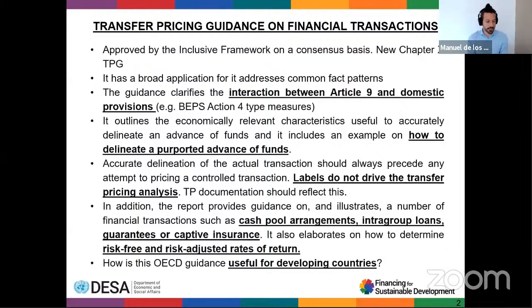Also, and I was happy to see that the UN manual addresses this point as well, the transfer pricing guidance now includes an example on the delineation of an advance of funds, and it provides a number of indicators to help tax administrations and practitioners delineate a purported advance of funds.